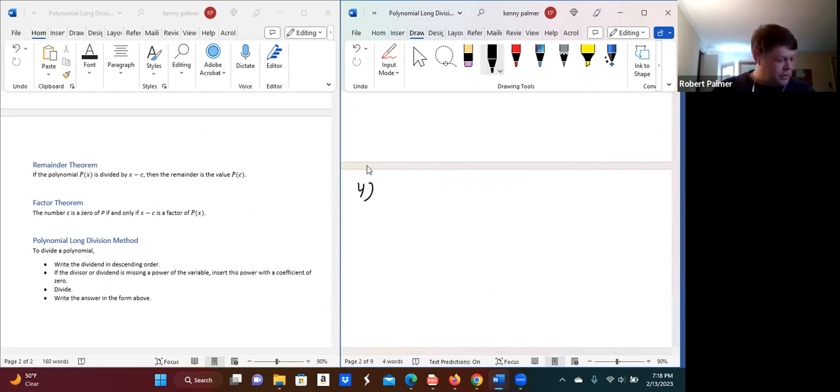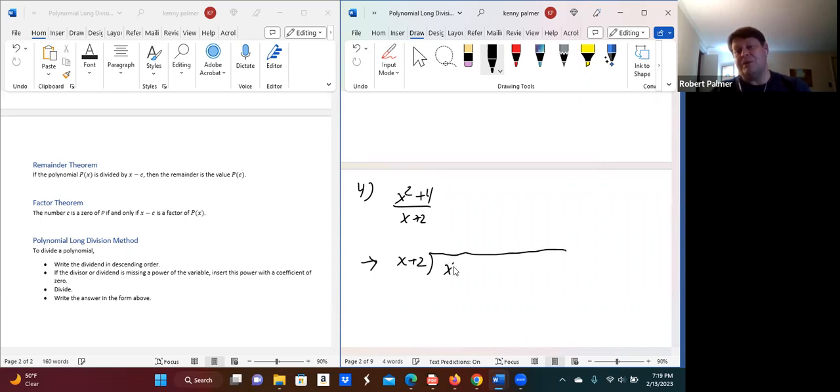Right, number 4. This time we want to divide x squared plus 4 by x plus 2. Okay. Now, you notice this one is actually missing a term. What I mean by a missing power of x is that it goes from x squared straight to the constant. There's no x term. So we're going to take care of that from our discussion. It says that if the dividend is missing a power of the variable, insert the power with a coefficient of 0. We're going to divide this, our divisor x plus 2, into this.